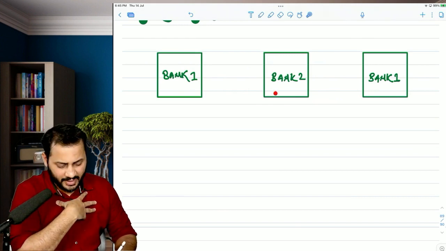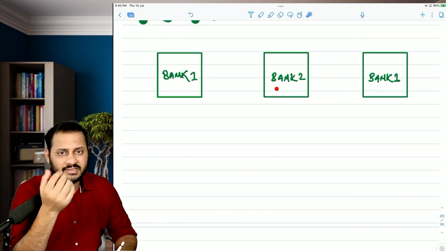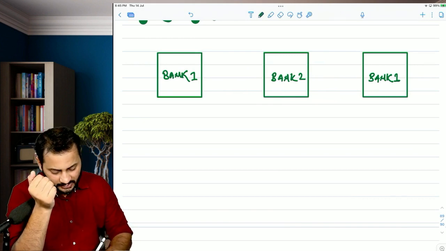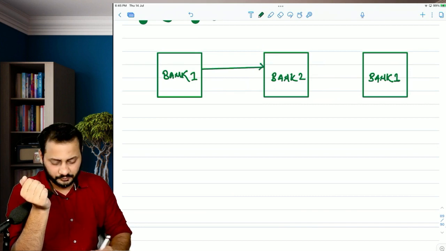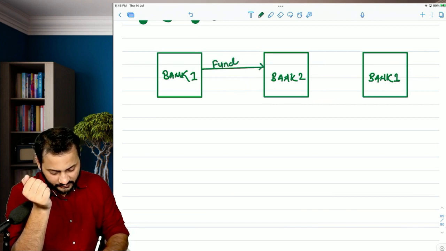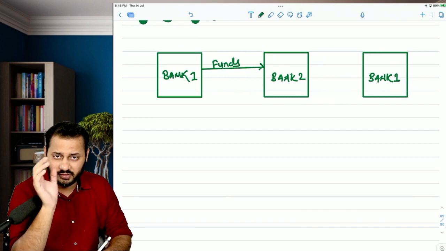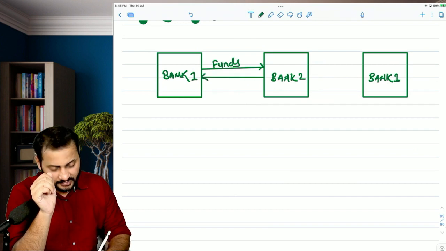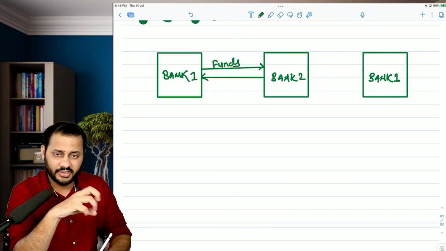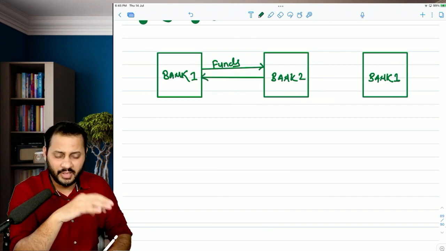Now what happens is, the purpose is very simple. We need funds. Bank 2, let's say, needs some funds. So they will get the funds from bank 1. Bank 1 will transfer the funds. Obviously they will not transfer it free of cost. They will keep the securities. They will buy some short-term securities from bank 2.